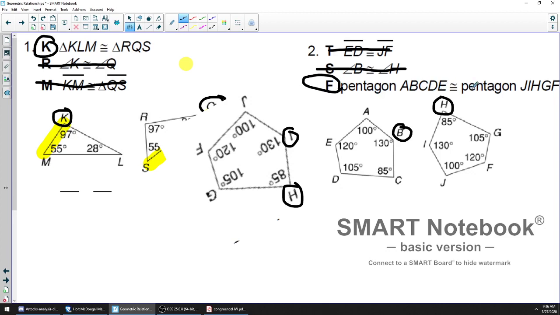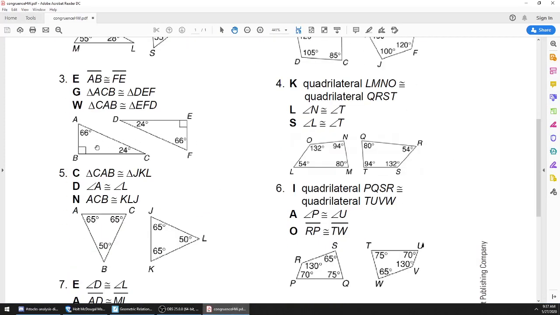ABCDE is the same as pentagon JIHGF. And to make sure, let's look at the shape. It's both a pentagon. I see 100. Both have 100, both have 130, both have 85, both have 105, both have 120. So, same shape, same size, they're the same. That's what you have to do for the rest of them. You want to make sure that the statements they're making are correct or incorrect. If you have any questions, let me know.